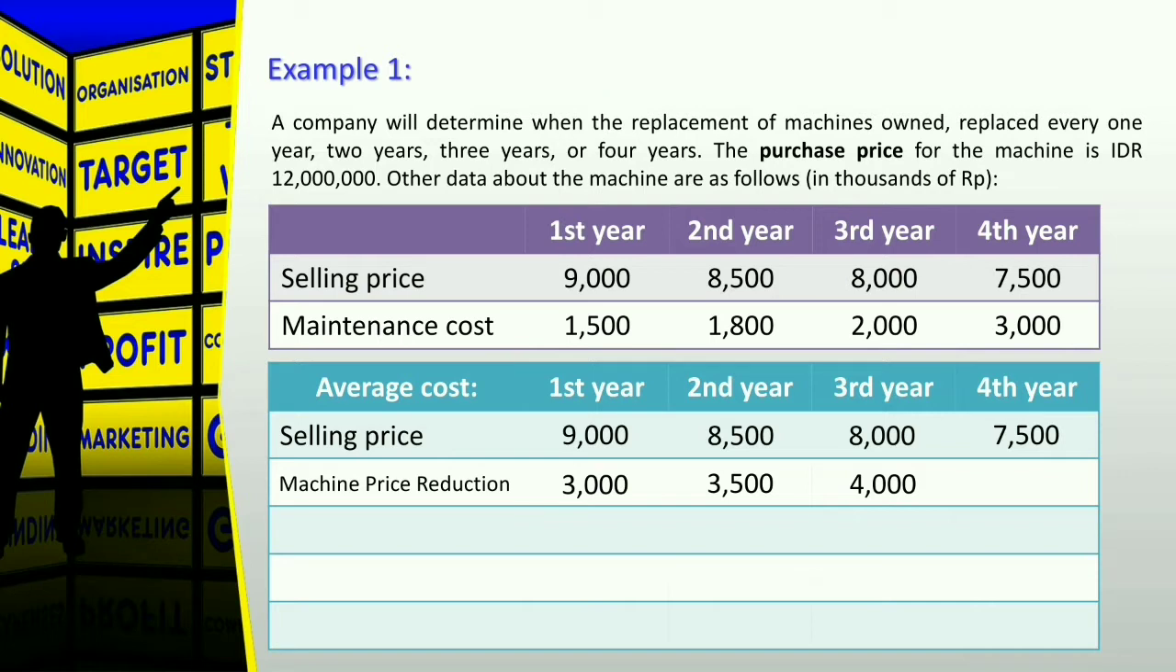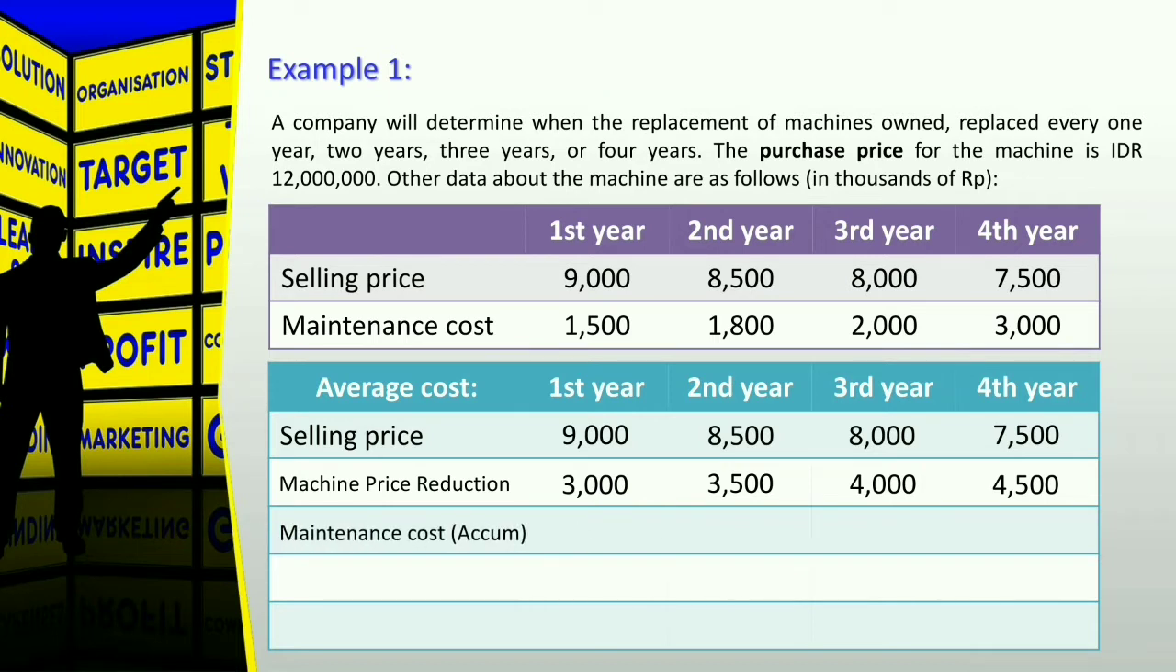The value of 4,000 is obtained from selling price second year minus selling price third year plus machine price reduction second year. And for the last year, or fourth year, it is 4,500. The value of 4,500 is obtained from the selling price third year minus selling price fourth year plus machine price reduction third year. For a more detailed calculation of machine price reduction, I will show it in the next slide.